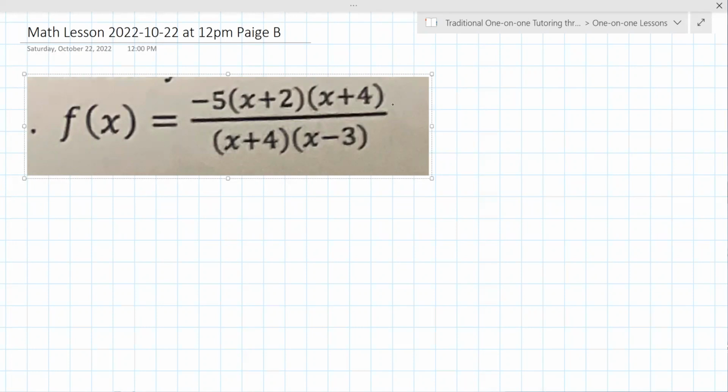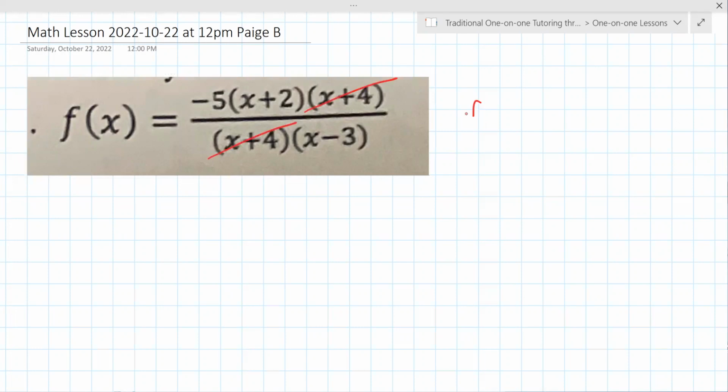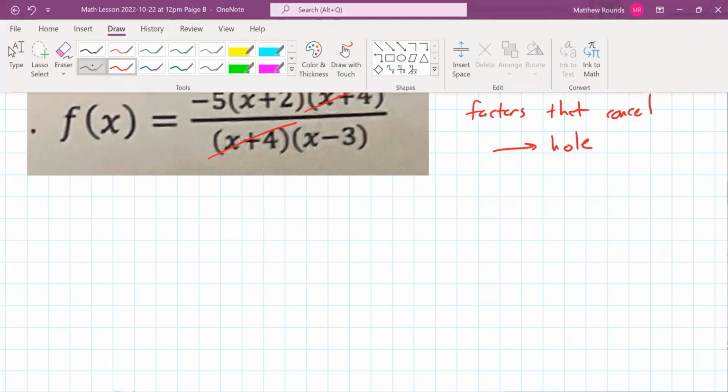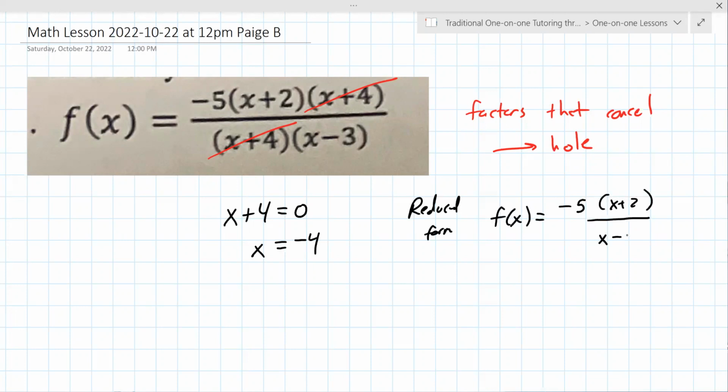All right. So the first thing you look for are any factors that cancel. And if they cancel, it becomes a hole. So the hole, though, you got to be careful here with it. It's where the factor that cancels equals 0. So at x equals -4. And then what I talk about is the reduced form of this rational. It's f of x equals -5(x plus 2) over (x minus 3).